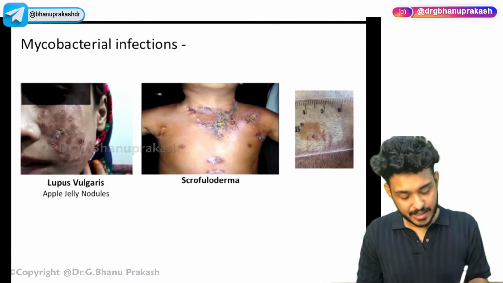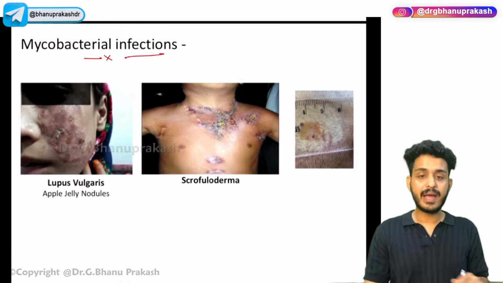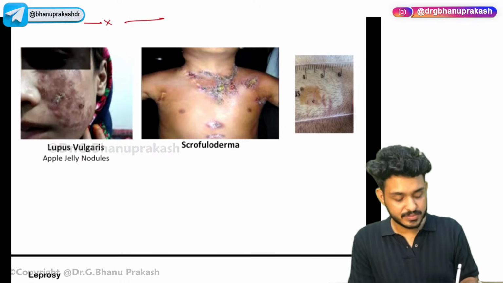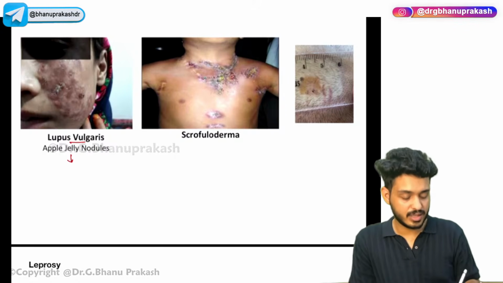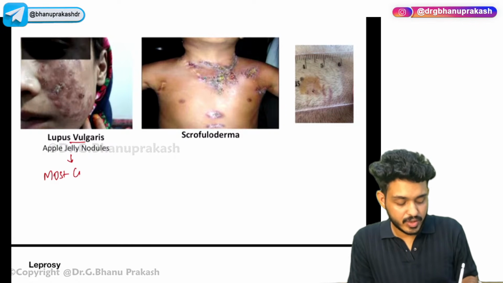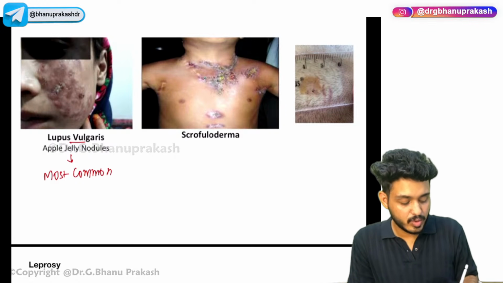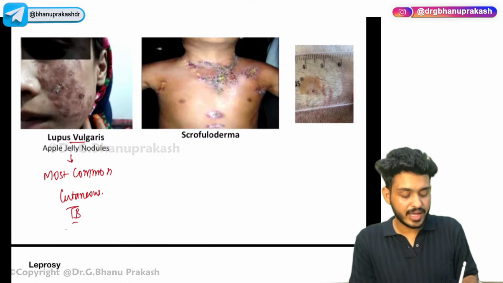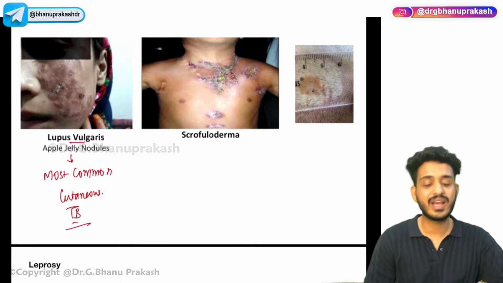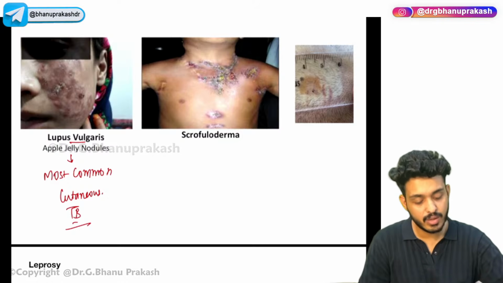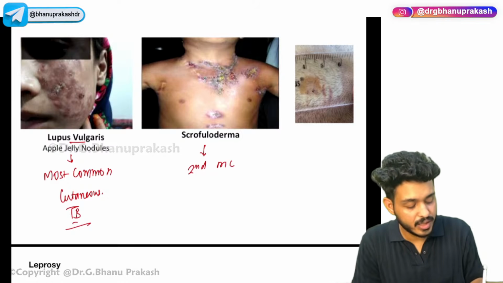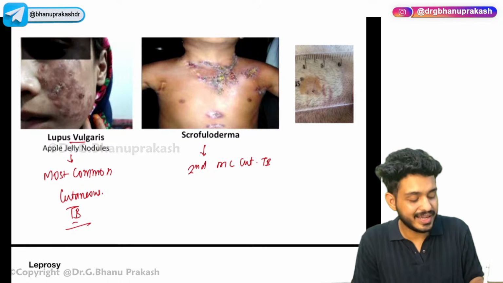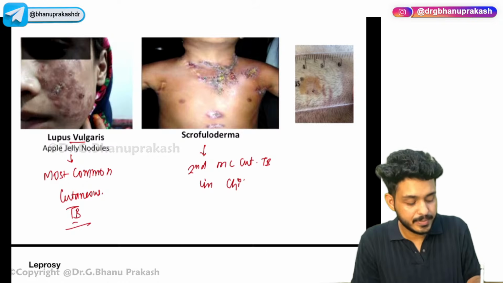Now we will be discussing the mycobacterial infections. In mycobacterial, the first one is lupus vulgaris, okay. This is the most common cutaneous TB. Cutaneous TB, this is lupus vulgaris, okay. Second one is your scrofuloderma. This is the second most common cutaneous TB in children, okay, in children.